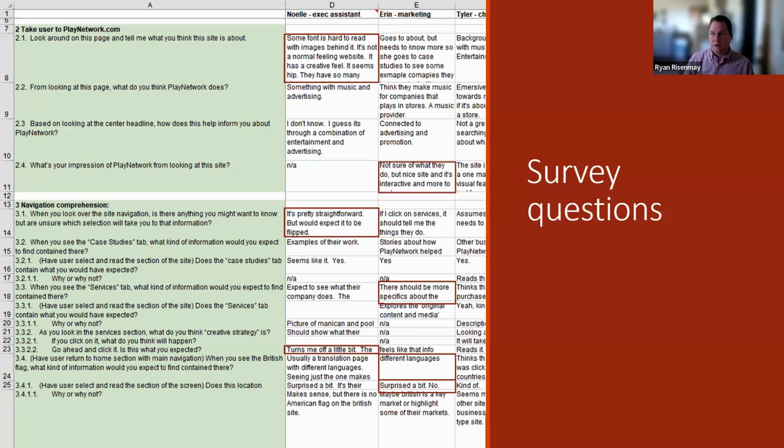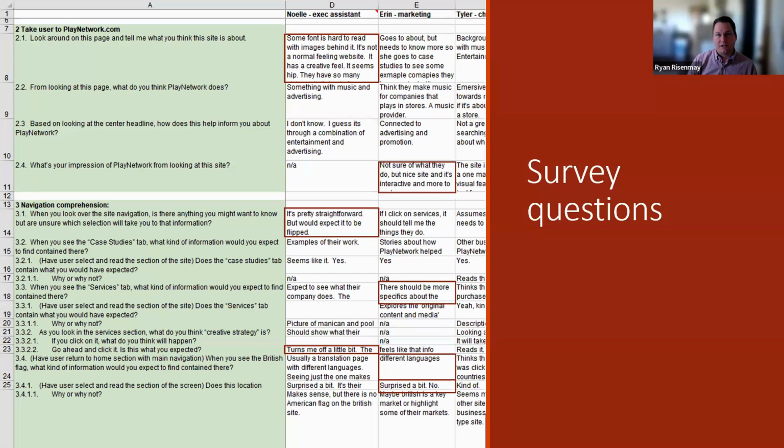open their experience, how they articulate what they're going through here. And in this case, not sure what to do, but the site is nice. To a little bit more informative stuff, like in 3.3, when you see the services tab, what kind of information would you expect? And there should be more specifics about this particular thing.